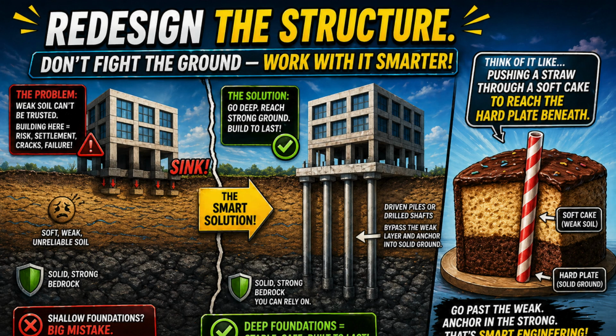Option 3 is redesign the structure. Use driven piles or drilled shafts to skip straight past the weak layer and anchor into solid ground deep down. Think of it like pushing a straw all the way through a soft cake to reach the hard plate beneath. Option 4 is fix the ground itself. This is where ground improvement techniques come in, and this is what the rest of this video is all about.